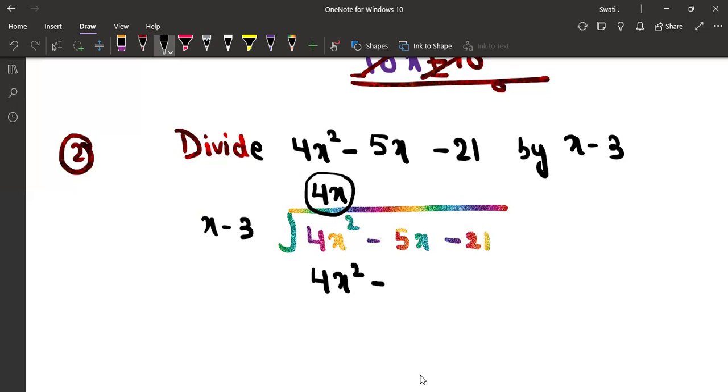Multiply number with number. 3 has to be multiplied with 4. So what is it? 12. And x is just x. We will let x remain as it is because there is no other x. Next, what you'll do, you'll subtract this. So subtraction, tell me, what should I do?